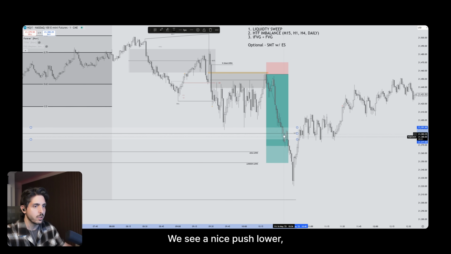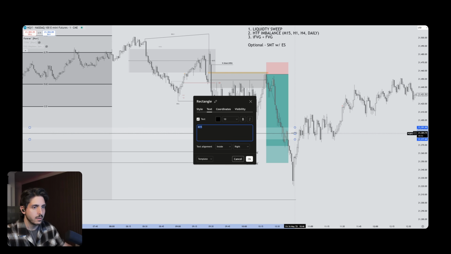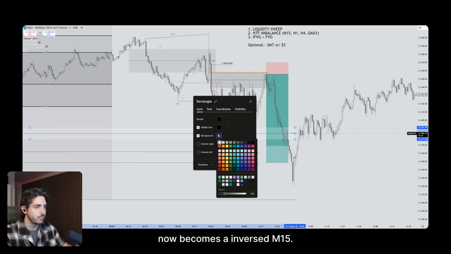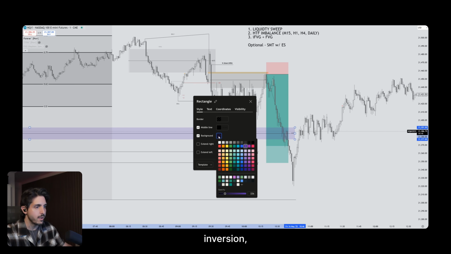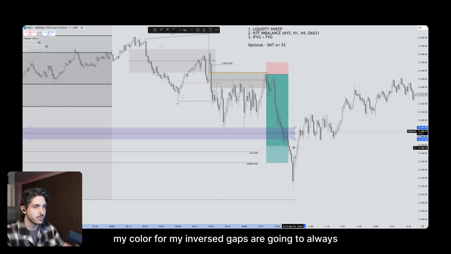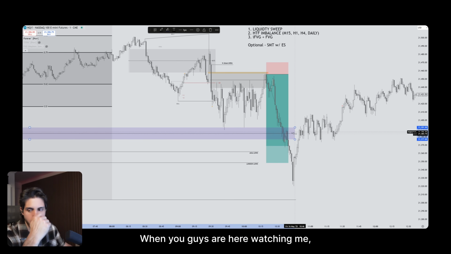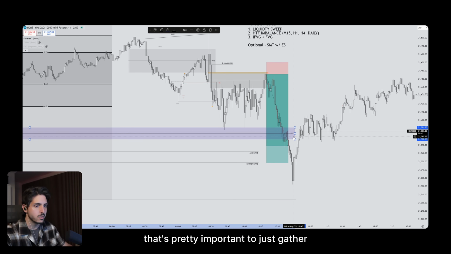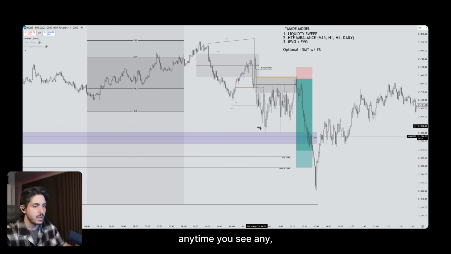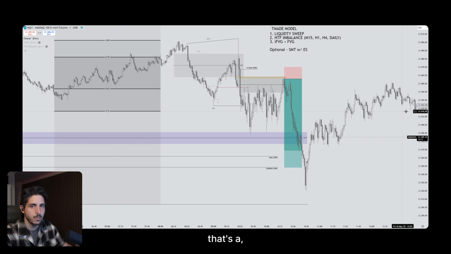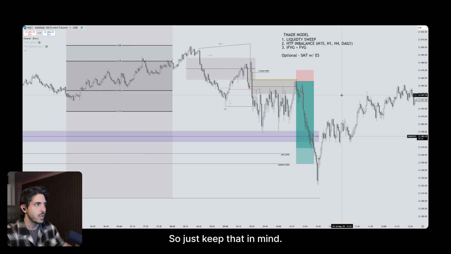We see a nice push lower, okay? We see a push back towards the midpoint of that gap and then a continuation to the downside. Now this M15 becomes an inversed M15. So I'm going to go ahead and make that purple. My color for my inversed gaps is always going to be purple when you guys are watching me. Something that's pretty important to gather is the purple is inversed. The dark gray is bearish. And anytime you see any bright white colors, that's a bullish gap. Okay, so just keep that in mind.